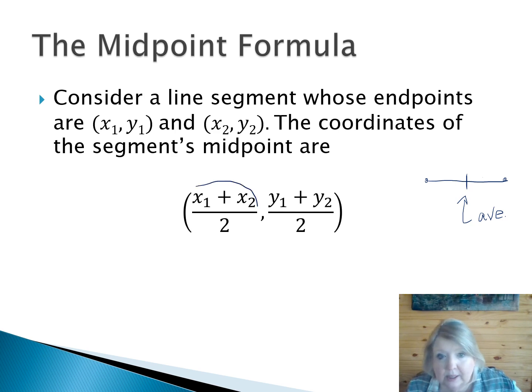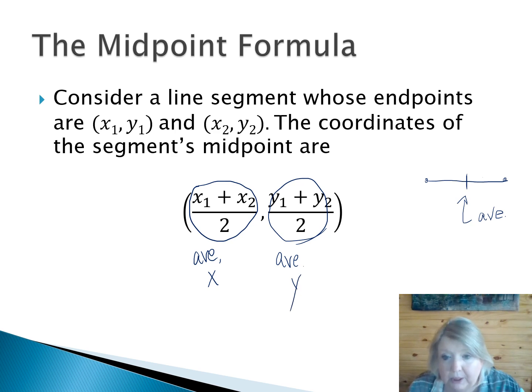Notice that's the average x. And that's the average y. So in essence, the midpoint formula is just an average. You average your x values together, average your y values together. And yes, that will extend when we get into 3 dimensions.